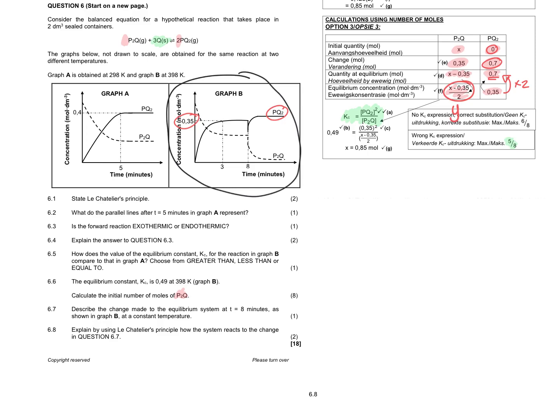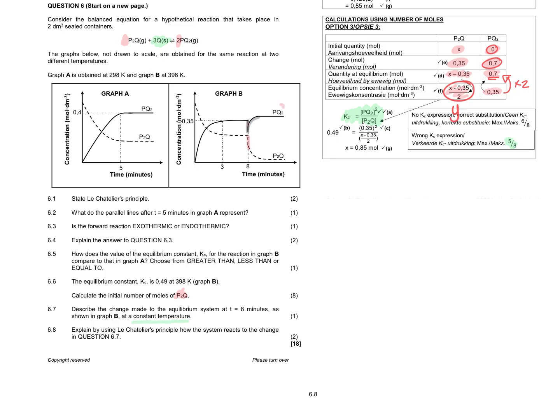Then, for 6.7, they say describe the change made to the equilibrium system in the 8th minute. They tell you it is constant temperature, so something happened, but you can't tell me that they added reactant or product, because this one went down and then up, and the other one went down. Both of them changed immediately. Both of their concentrations immediately dropped.